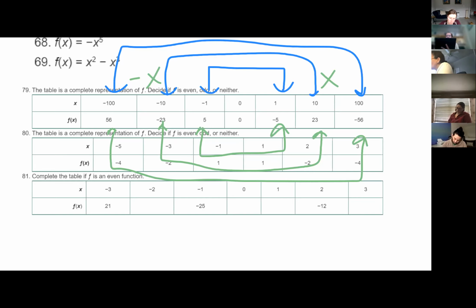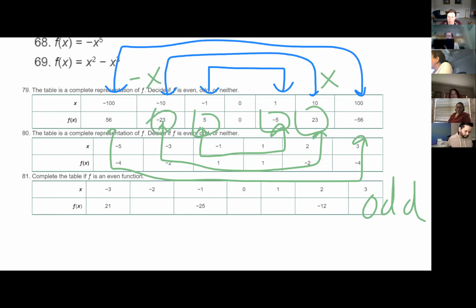So I get what? -5 if I plug in 1. I get a +5 if I plug in a -1. So for that one, I put odd. So this symmetry is odd, right? Because if I flip the x, the y also gets flipped. So when we're doing things symbolically, basically what we're doing is we're flipping the x and seeing what happened. Here I noticed 5 and -5, those are opposites. 23 and -23 are opposites. So this looks like odd.